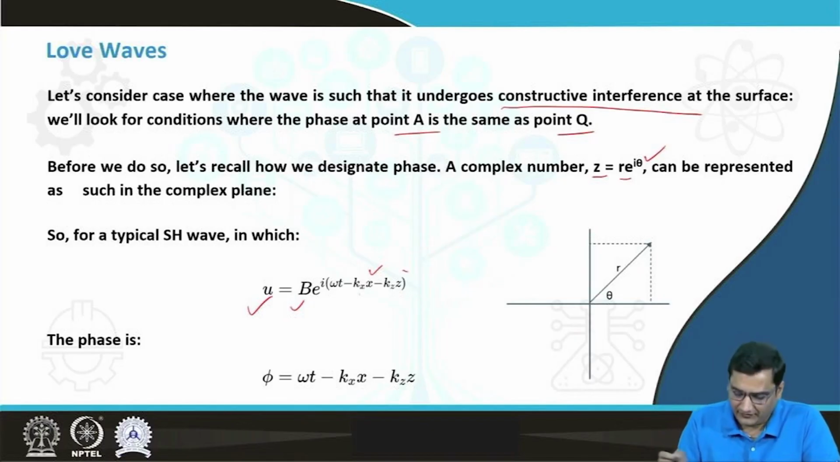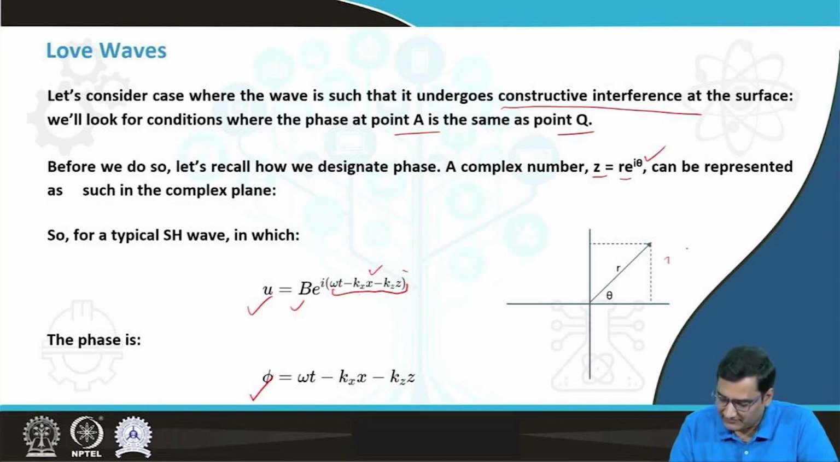So the phase, if we are talking about this particular equation of the displacement, can be represented by phi, that is basically nothing but this particular term here, omega t minus kx x minus kz z. This picture basically represents the complex number in the polar format, or you can say in the complex plane. So this is the phase, and here you have the modulus of the complex number r.